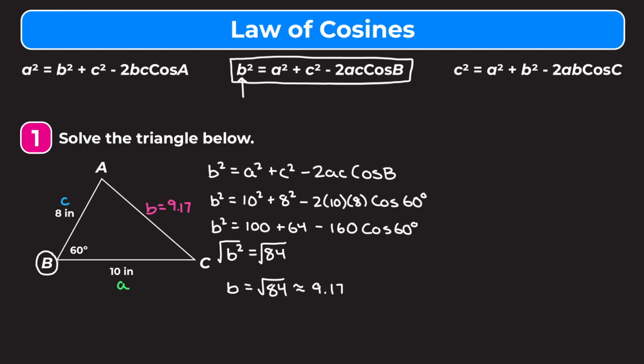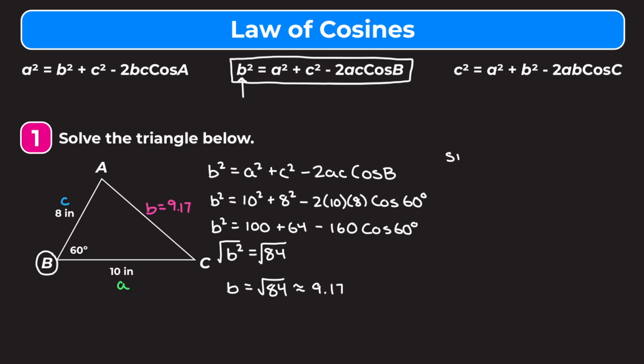And now what we're going to do is we still need to solve for angle A and angle C, and this is where the law of sines is going to come in handy. You could use the law of cosines again, but the law of cosines is harder than the law of sines, so I think it's easiest if we use the law of sines to solve for angle A or C, and then we'll solve for the third angle by using the fact that the sum of the angles in any triangle is 180 degrees. So let's just solve for angle A.